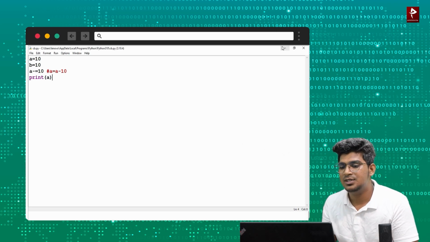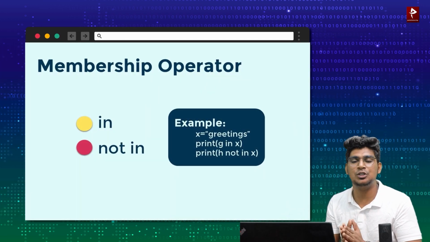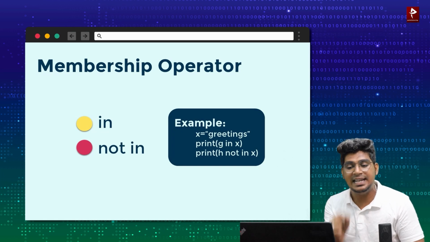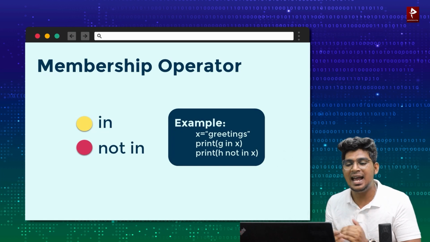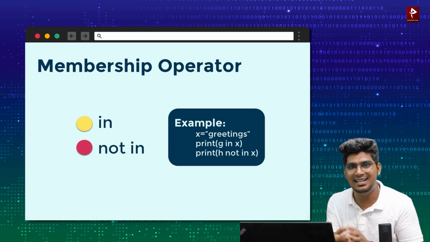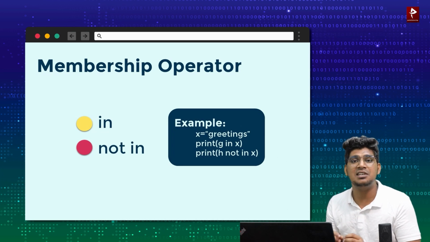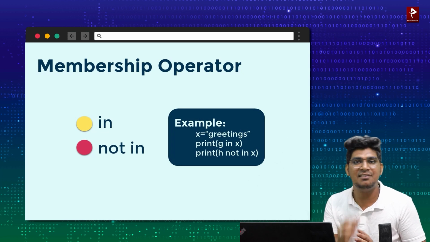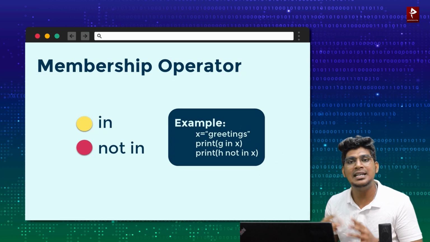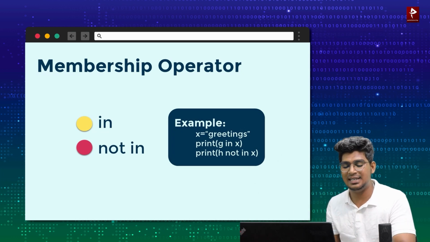Okay, right. So next we will move to the membership operator. As far as the membership operator is concerned, there are two types of operators: in and not in. In checks whether the particular character or particular item is in the variable. So it returns true or false only. For example, x is equal to greeting. It will check whether the character is in that variable x. If it is there, the output will be true. Otherwise, false. I will show the example for this.